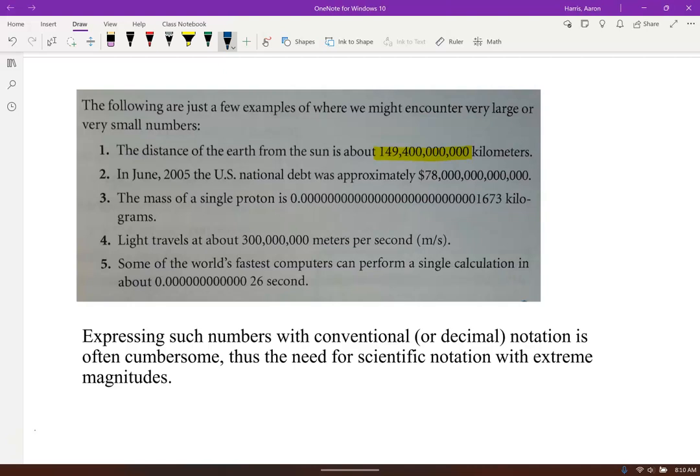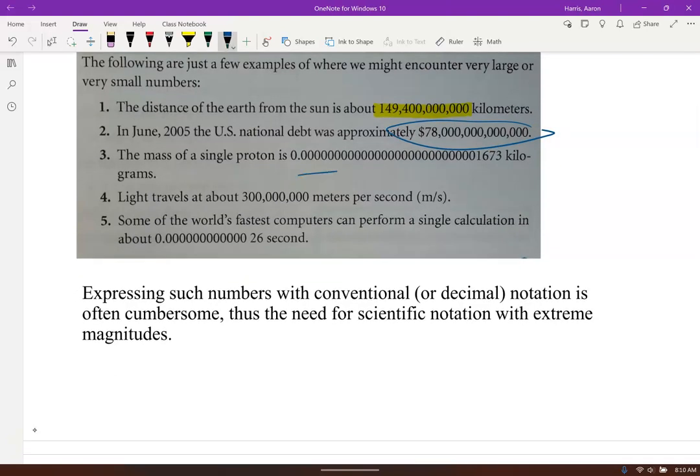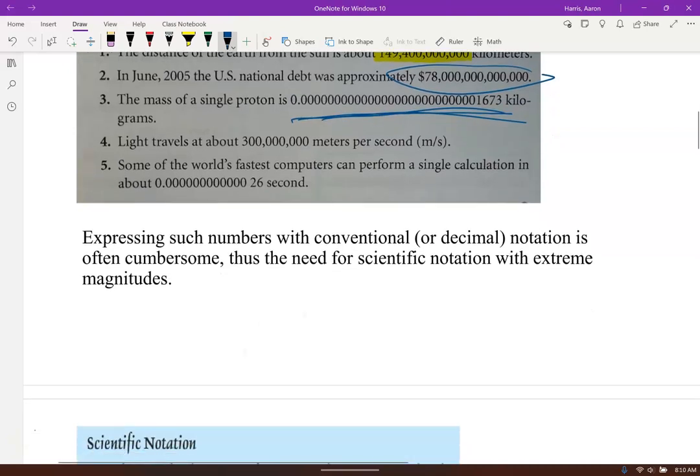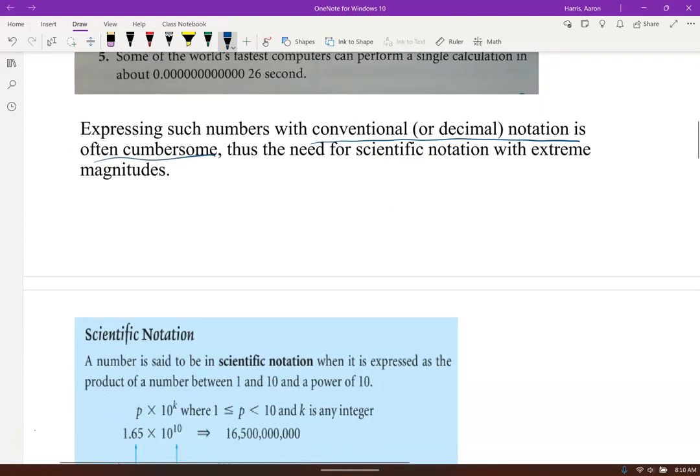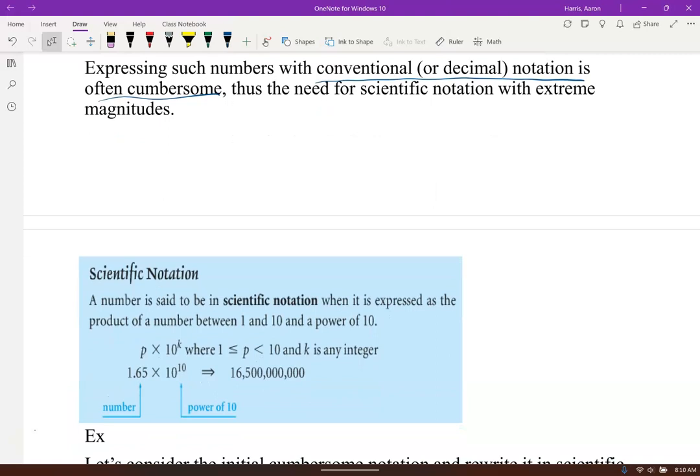The national debt, right? This is from 2005. It's much bigger than that right now, and so on. Very small numbers as well, scientists like to use scientific notation for those. With our conventional notations, pretty cumbersome. I like that commentary. That's why I wrote that in there. So, thus the need for scientific notation.